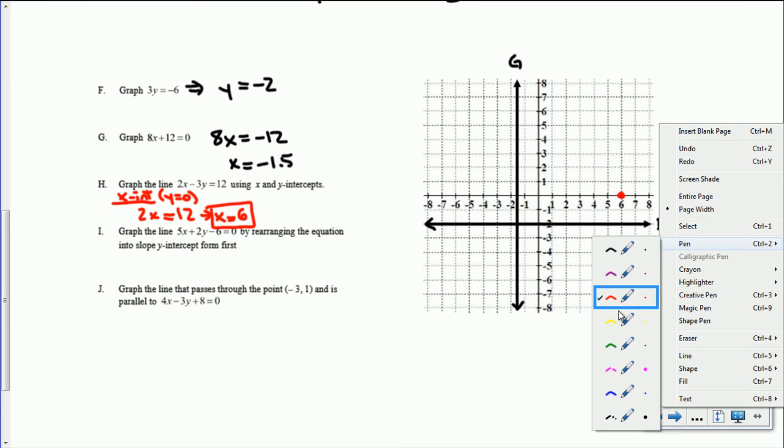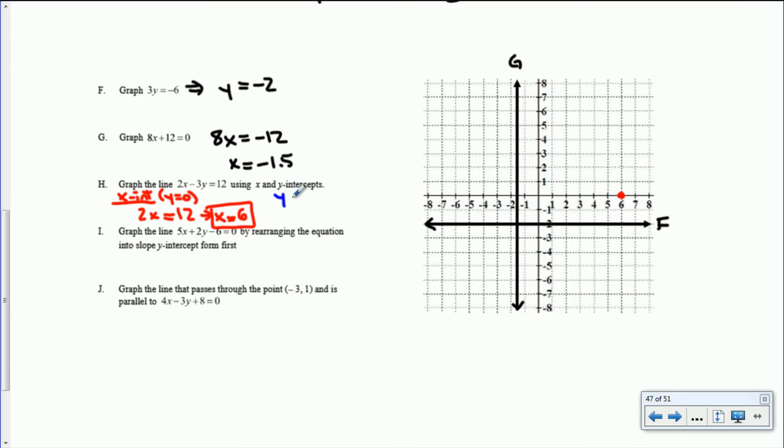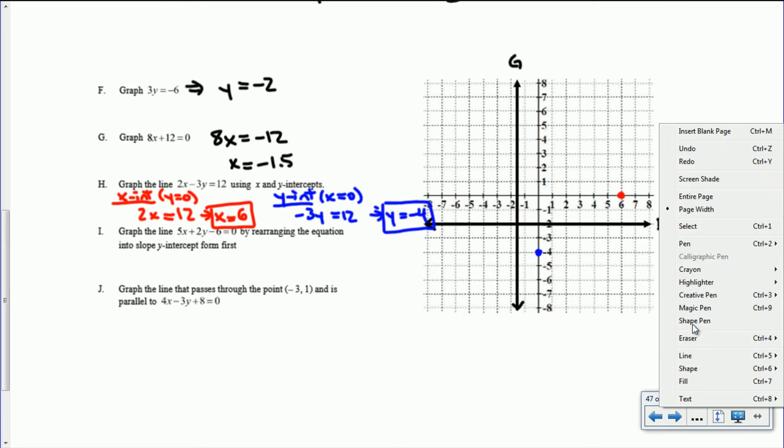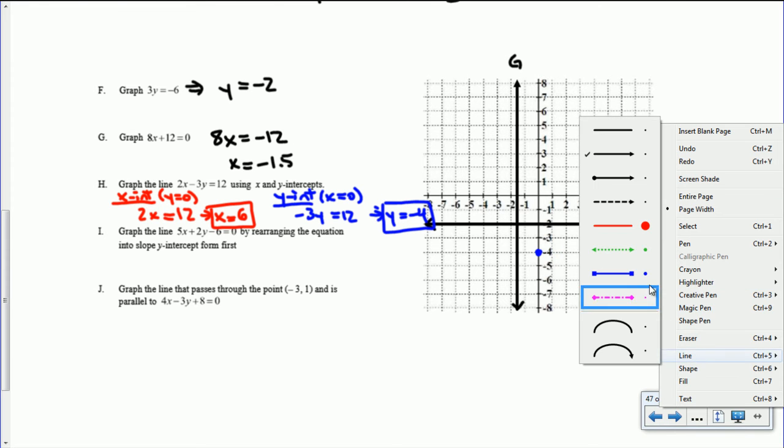As for the y-intercept, that happens when x equals 0. So sort of a similar procedure. We put 0 in there and solve for y. So we have 0 subtract 3y equals 12. Divide both sides of that equation by negative 3 to solve for y. So we get y equals negative 4. So 0 comma negative 4 goes there. So I can connect those 2 points with a line, and that will be H.